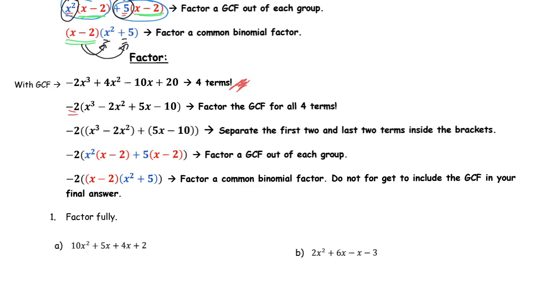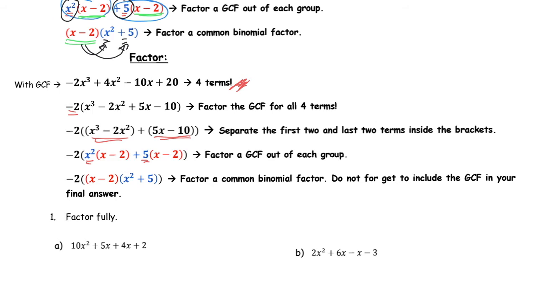Now I group together the first 2 terms and I group together the last 2 terms. And you're going to see kind of similar values here to what we just did, but that's just whatever. So in that first two, I take out the common x squared. And then in the second two, I take out the common 5.